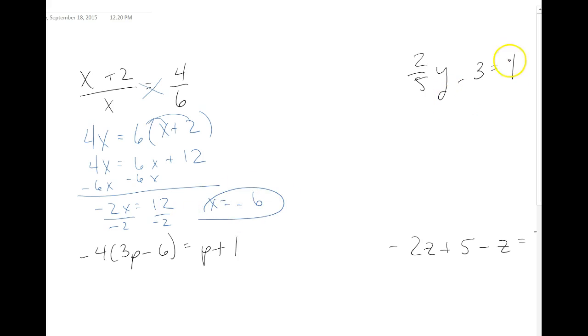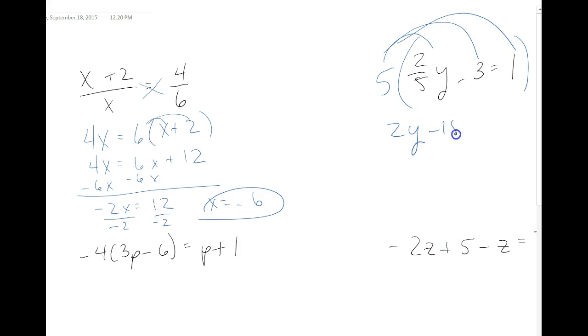On this one up here, over on the upper right, the first thing I'm going to do is, I don't like the fraction 2/5 in the front, so I'm going to multiply the entire equation by 5. That means all 3 parts I'm multiplying by 5, and the reason for that is to get rid of that denominator. But just don't forget you're multiplying everybody by it.